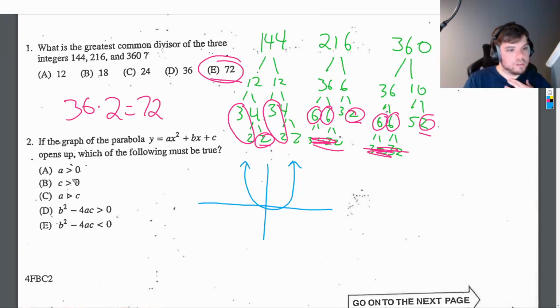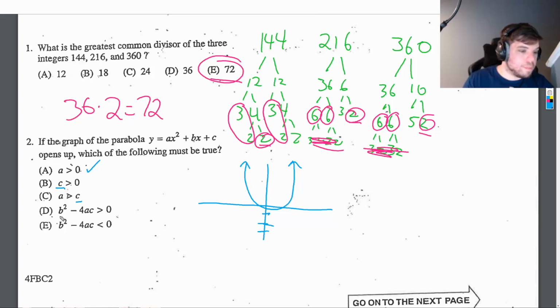A must be greater than 0. Yeah, that sounds pretty true. C must be greater than 0. No, not necessarily. C could be less than 0. The only thing that C determines is where it intersects the y-axis. So C could intersect the y-axis wherever it wants, and the graph could still open up. That would be fine. A has to be greater than C. No, I can find a counterexample to that fairly easily. C doesn't determine anything. If, let's say, A was 1 and C was 2, then your graph would still open up.